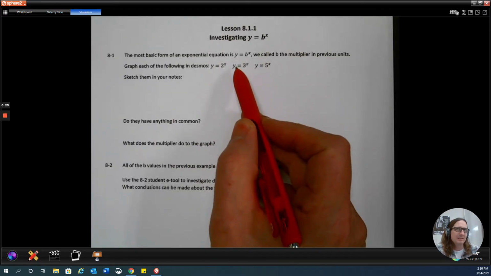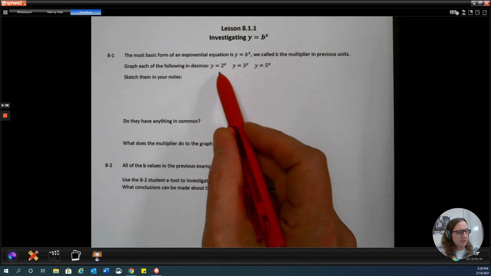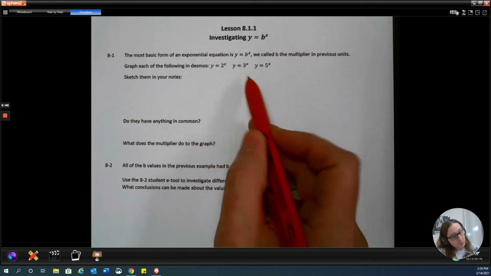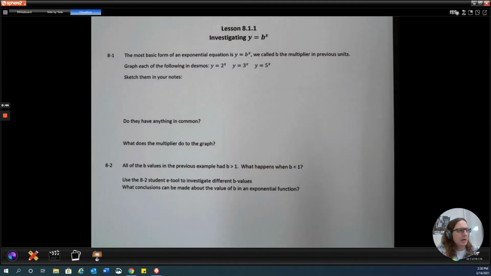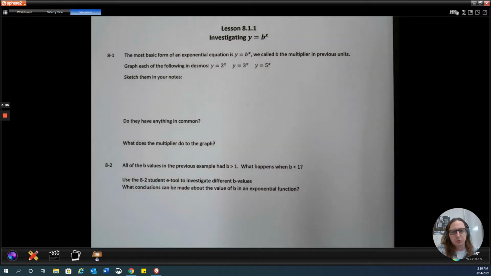These were like the sequences that we did that were geometric sequences. And so the geometric sequences we were multiplying or we were dividing to get to the next number. So that's what we're doing here. What we're going to do is we're going to graph each of these functions, y equals 2 to the x, y equals 3 to the x, and y equals 5 to the x. We're going to go ahead and graph them in Desmos, and we're going to try to get a feel for what does the 2, the 3, and the 5 do to that actual graph of that function.